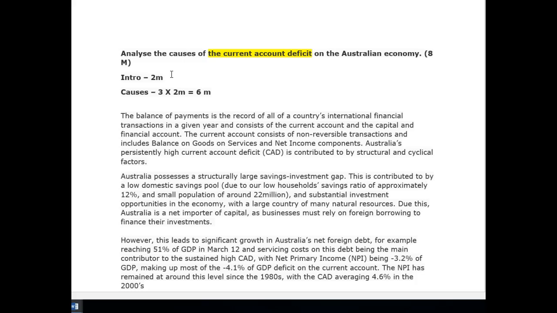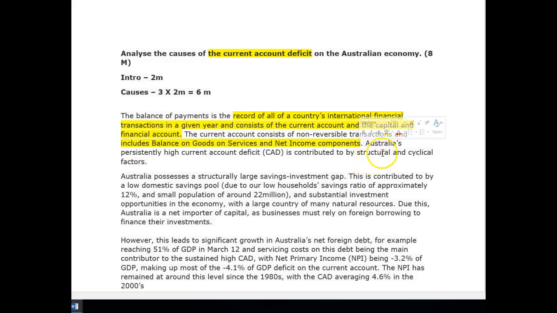So for the introduction, you have to define balance of payment. Balance of payment is the record of all countries' international financial transactions in a given year and consists of the current account and the capital and financial account. Make sure you define it correctly. The current account consists of non-reversible transactions and includes the balance on goods and services and the net income component.